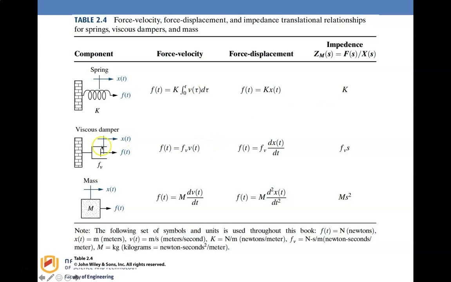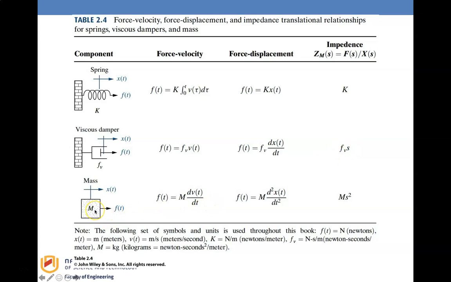inertia that needs to be overcome for the stretching of the spring, is the spring constant. And for the viscous damper, we also have F equals F_V. Now, I must say that I use B in place of F subscript V. In your textbook, you'll find F subscript V. Just remember that this can be replaced with a B, which is what I use for viscous damper. And this is the force displacement relationship, and the impedance will be Bs. So if you replace F_V with B, it will be Bs.